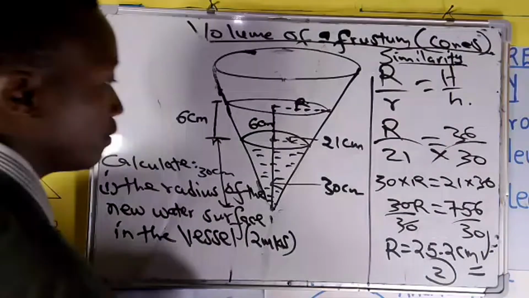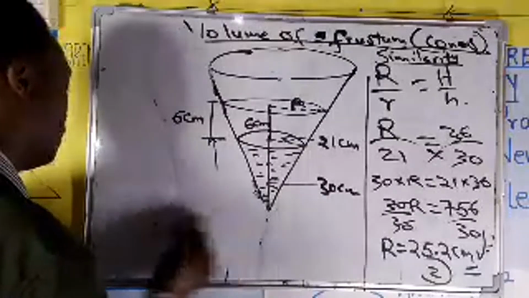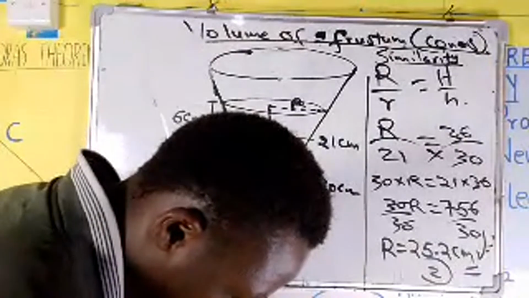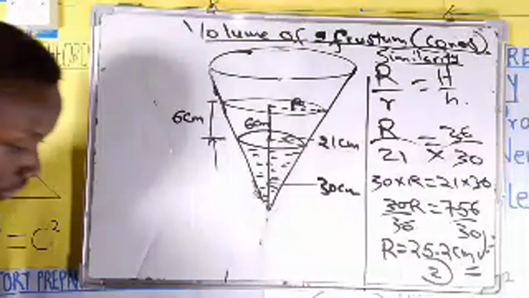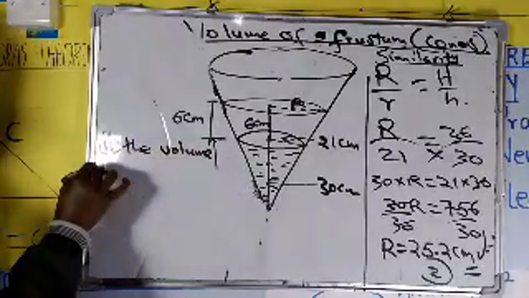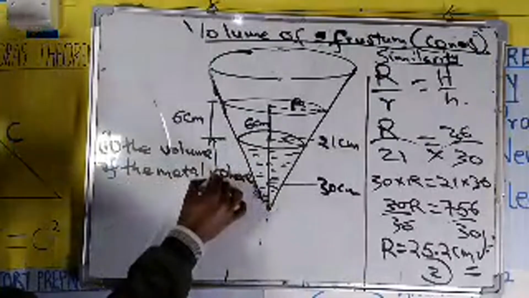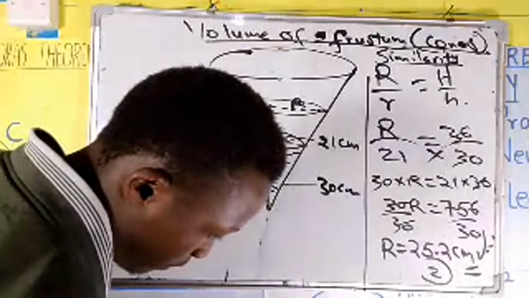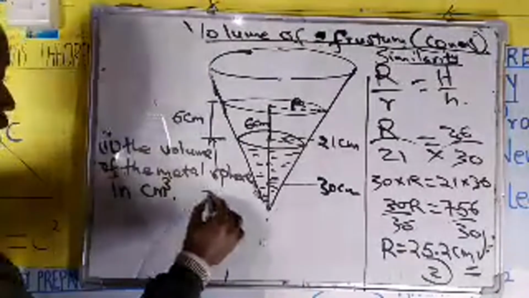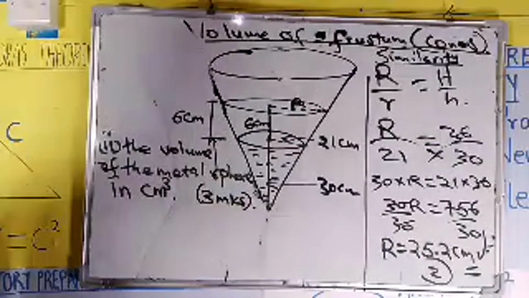Let us continue. The next question is asking, Roman 2, the volume of the metal sphere in centimeters cubic.